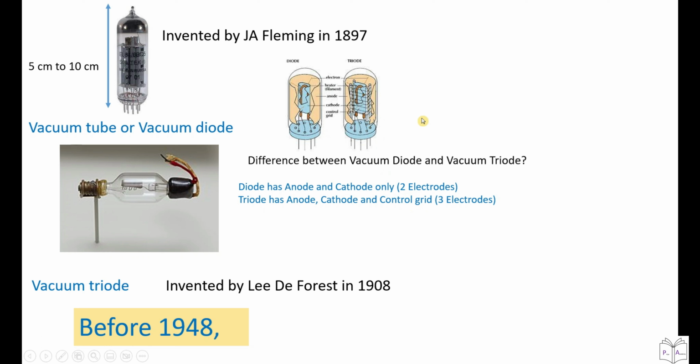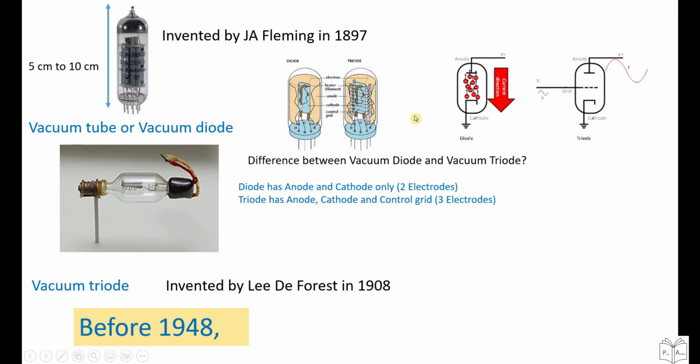Okay, what is the need for this third electrode, the control grid? For that, consider this figure. This is a symbolic representation of a diode in which you can see the cathode at the bottom. When the power supply is given, this cathode gets heated, which generates electrons. These electrons will flow from the cathode to the anode.